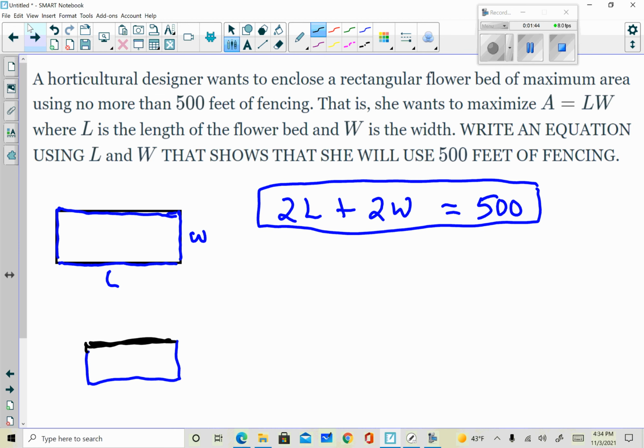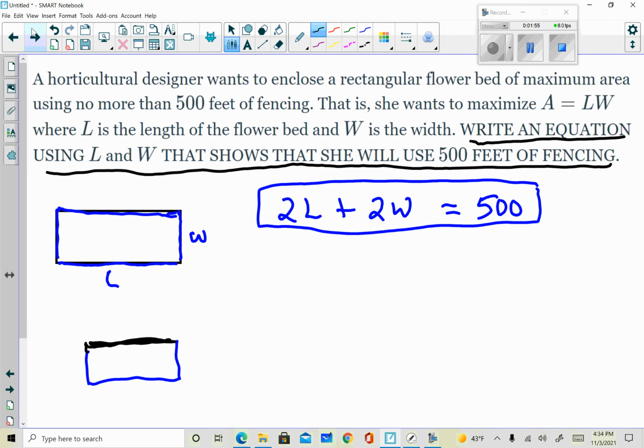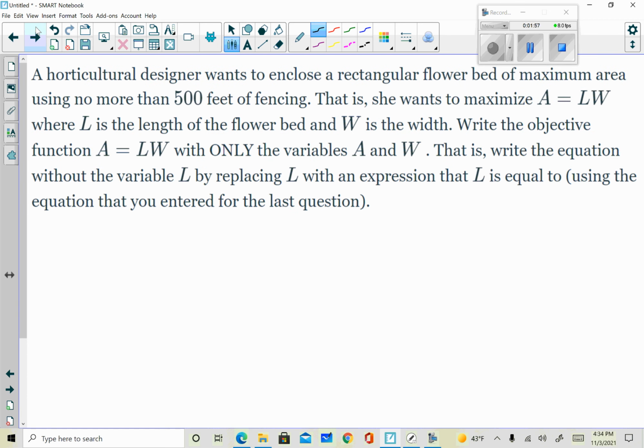So this question is done because we wrote an equation using L and W that shows that she will use 500 feet of fencing. This is the same problem, but in this problem we are to write the objective equation with only the variables A and W.